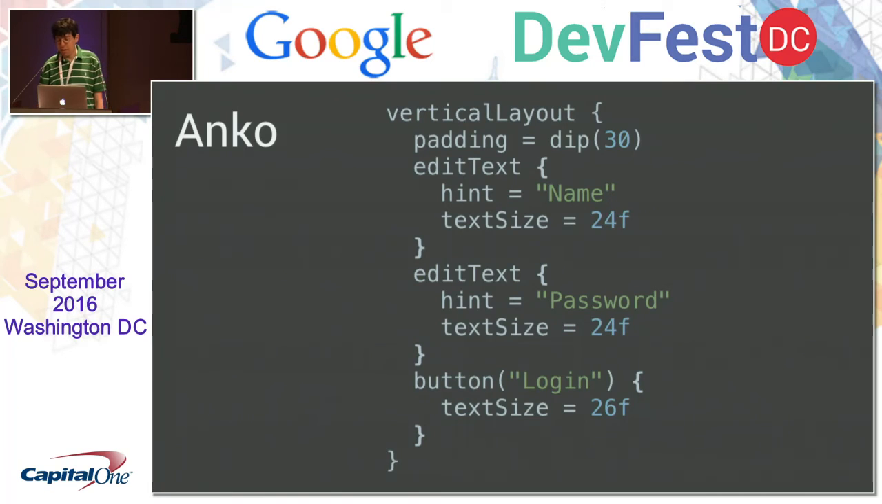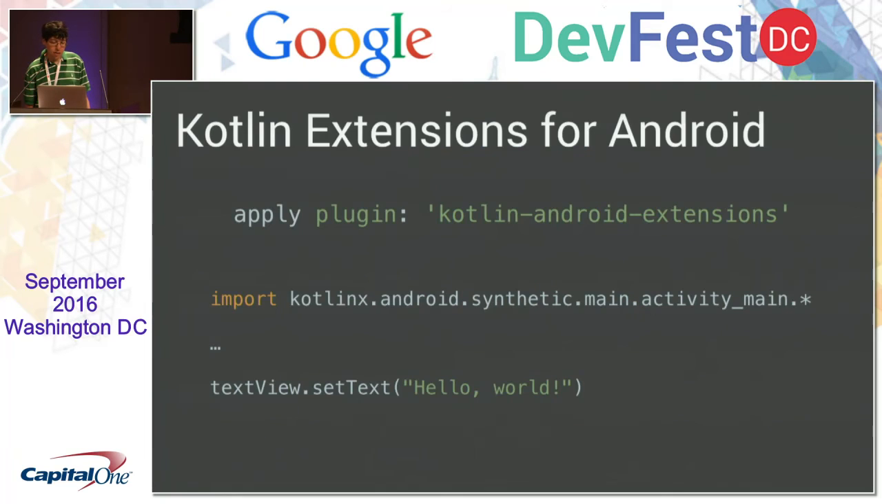And then the other one that is really cool is actually a Gradle plugin as well, but it allows you to import your views by ID in your XML as Kotlin fields. So if you had a layout file called activity main and you had a text view with the ID text view, you can just use an import statement and it will import all the IDs, and then you can just call methods on there. There's no findViewById lookups or having to use something like Butter Knife. You can just use them as if they were variables in your class.